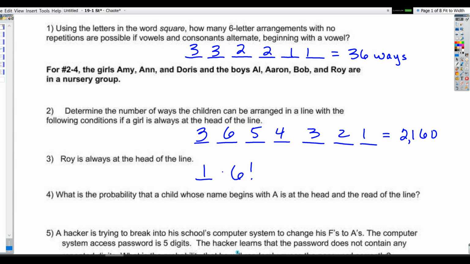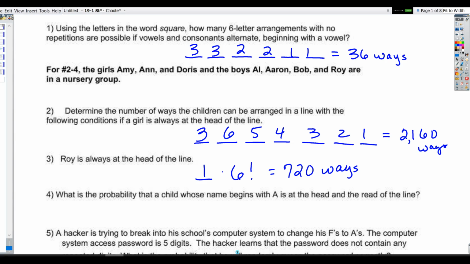It's just 6 factorial. 720. Okay, so 720, is that what you got? Yes. That sounds about right. Okay, so how are y'all on that? Could I have done 6 times 5 times 4? Absolutely, but that's the same thing.